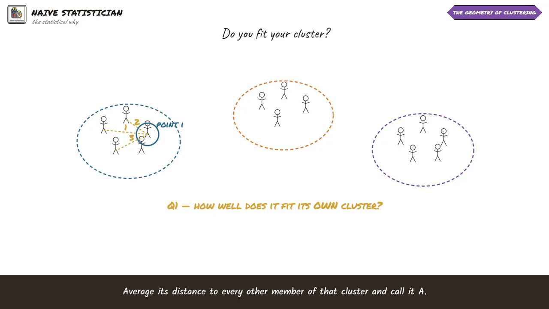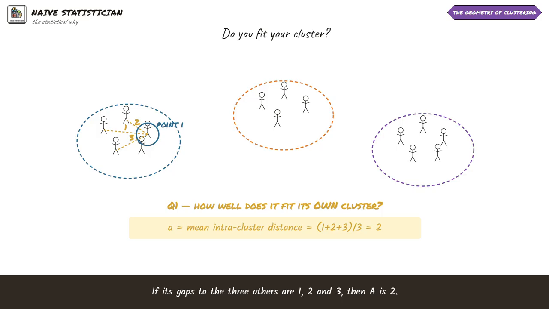Average its distance to every other member of that cluster and call it a, the mean intra-cluster distance. If its gaps to the 3 others are 1, 2, and 3, then a is 2. Small a means it sits comfortably amongst its own kind.